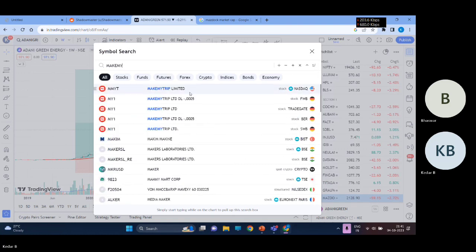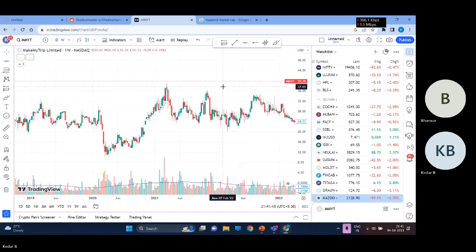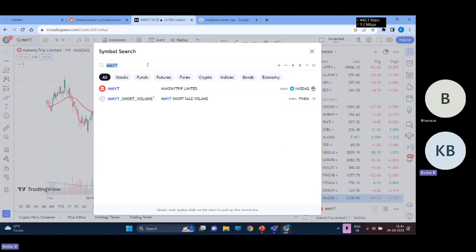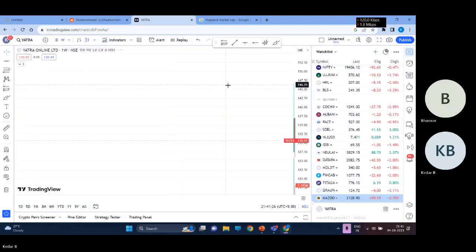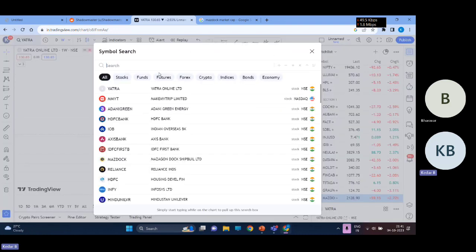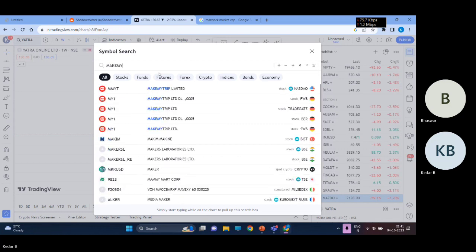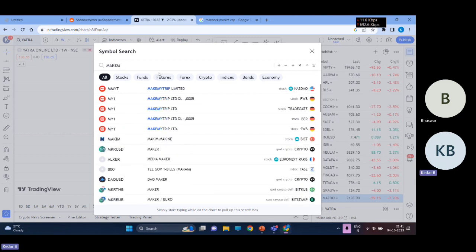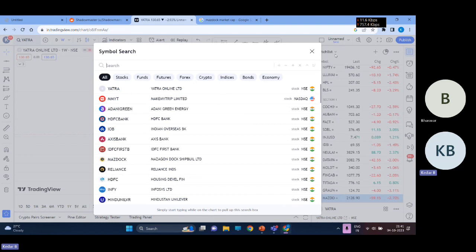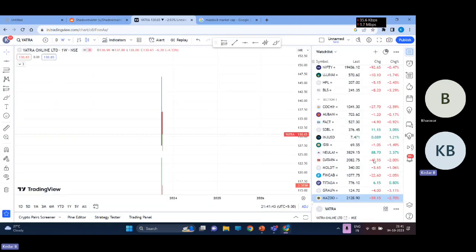Let me check this one. Wait, this, wait just a second. I can't remember its name. I can't remember the name of the stock properly, but if I get it, I'll show you that.